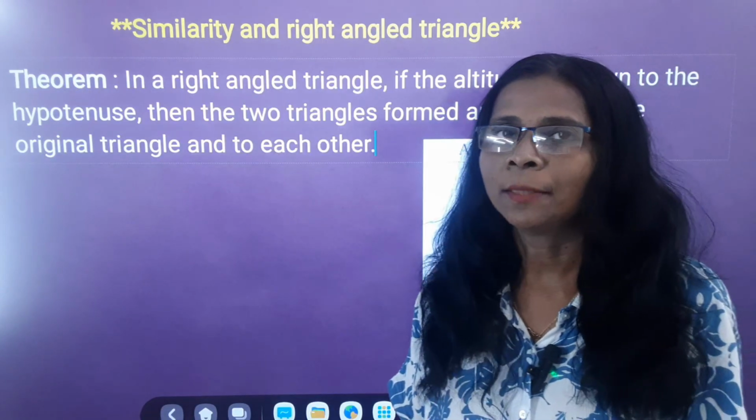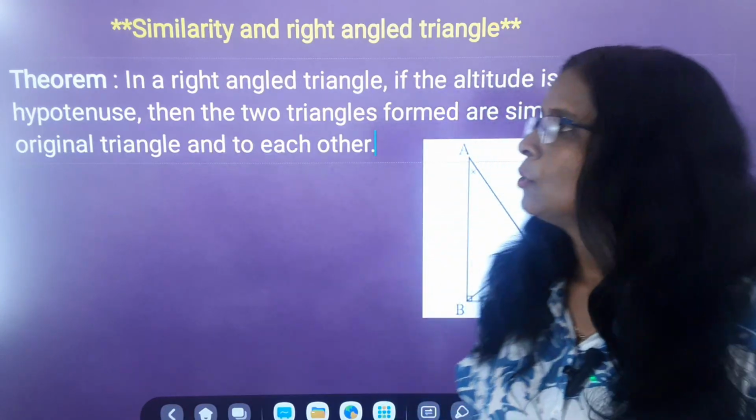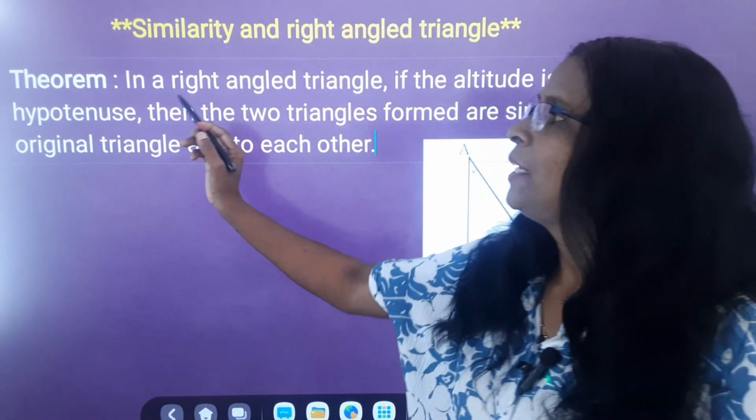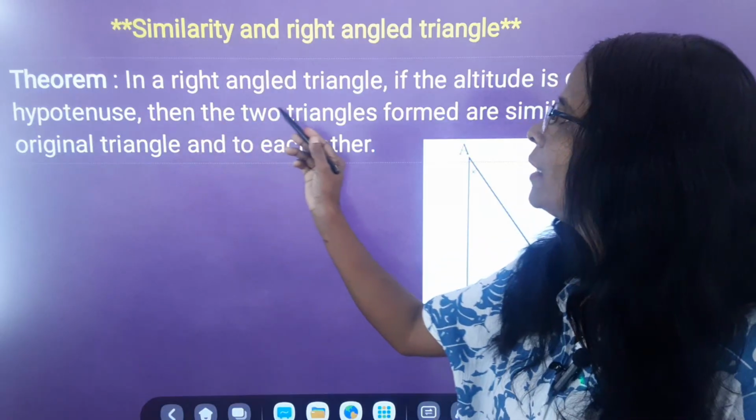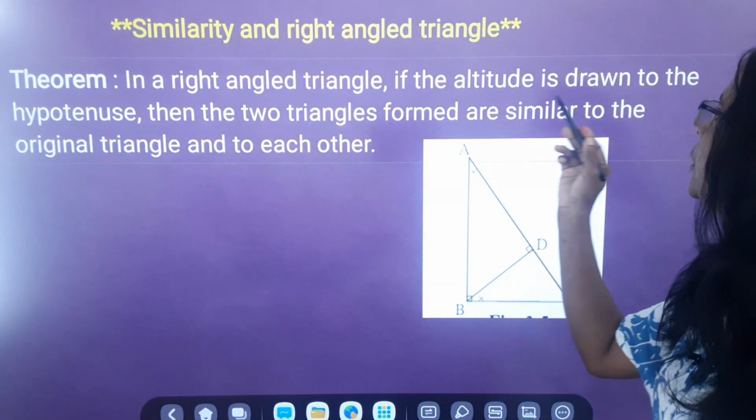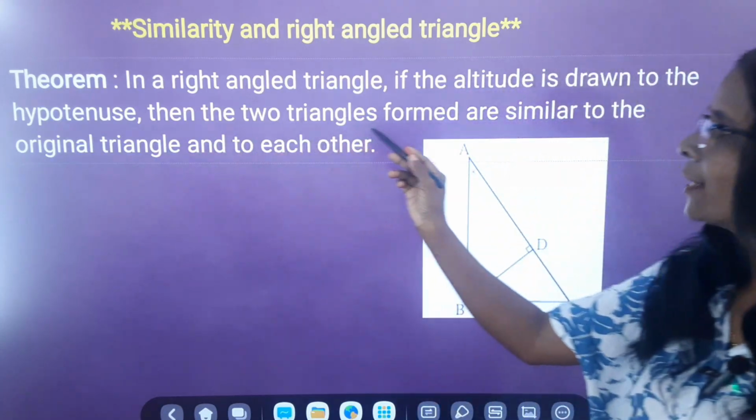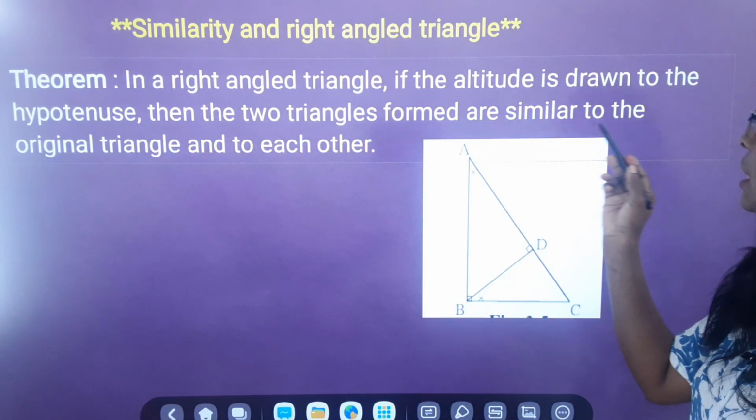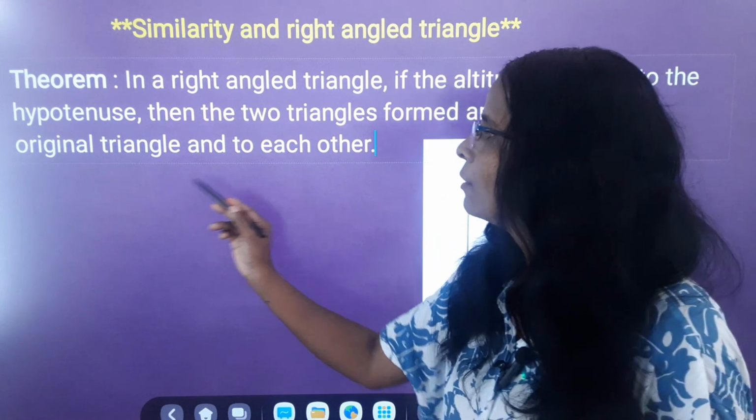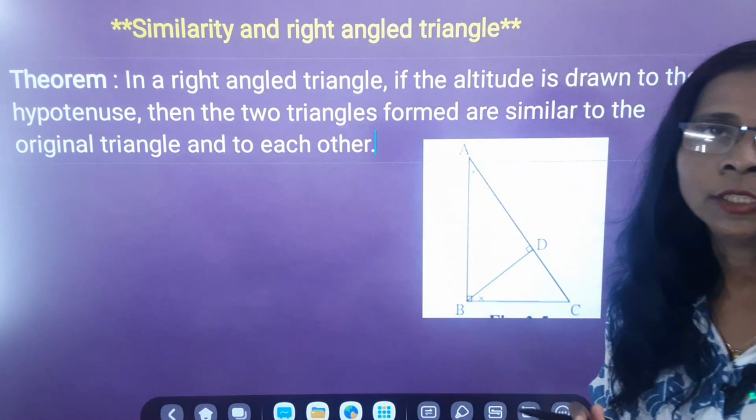So what is the statement of this theorem, students? Let us see the statement of this theorem. In a right angle triangle, if the altitude is drawn to the hypotenuse, then the two triangles formed are similar to the original triangle and to each other.